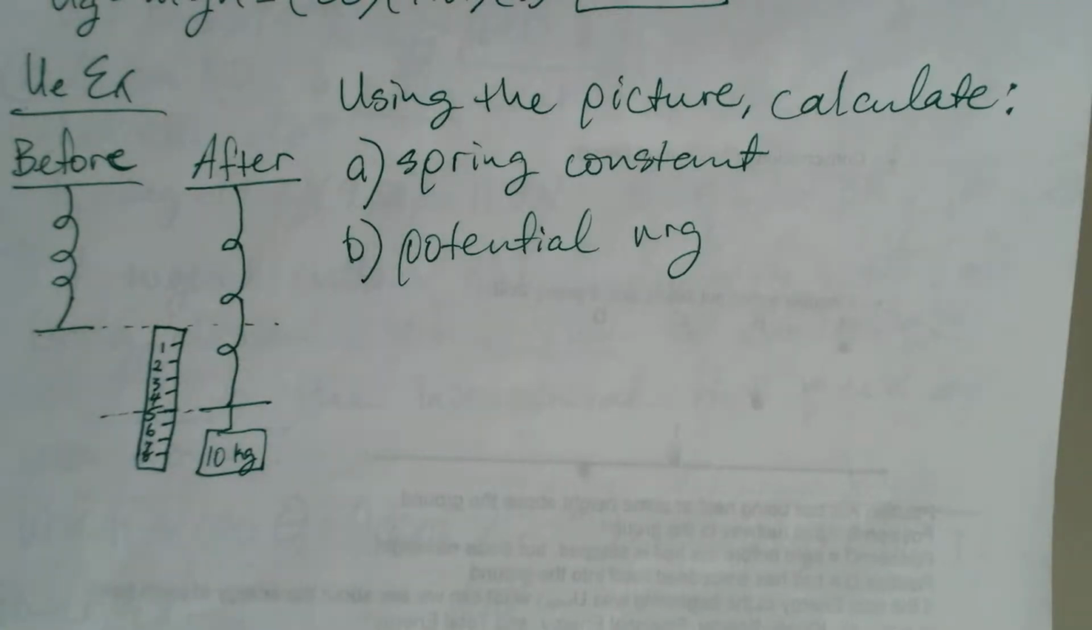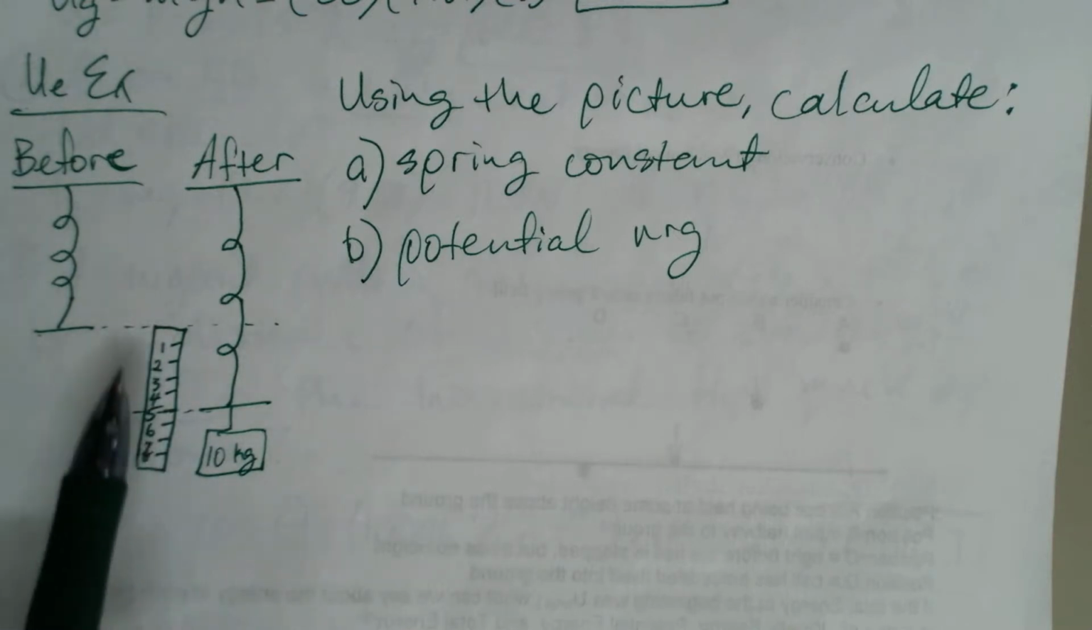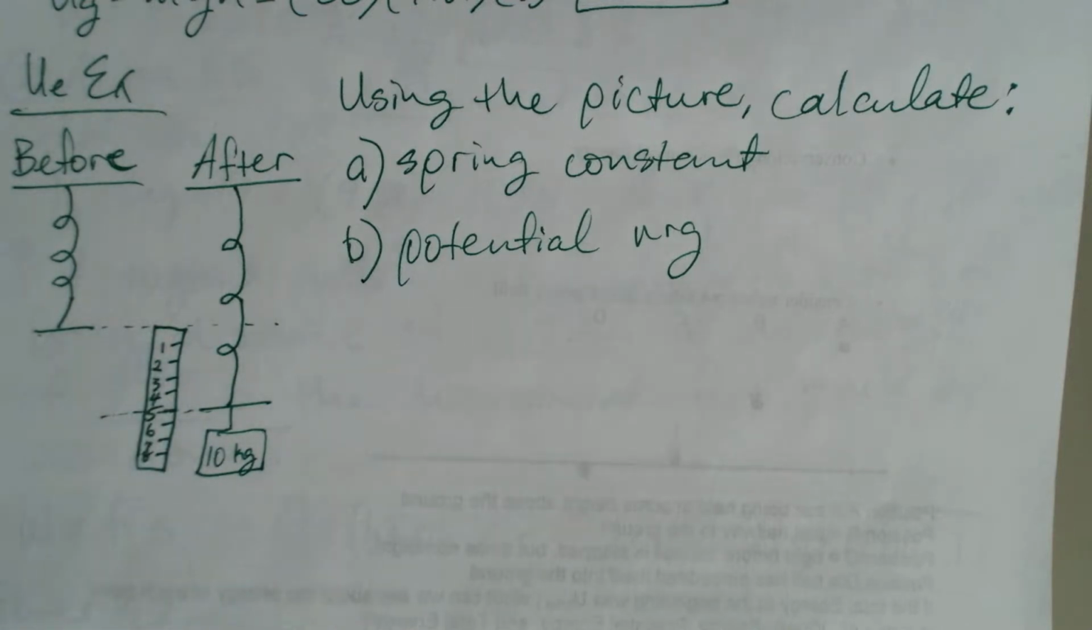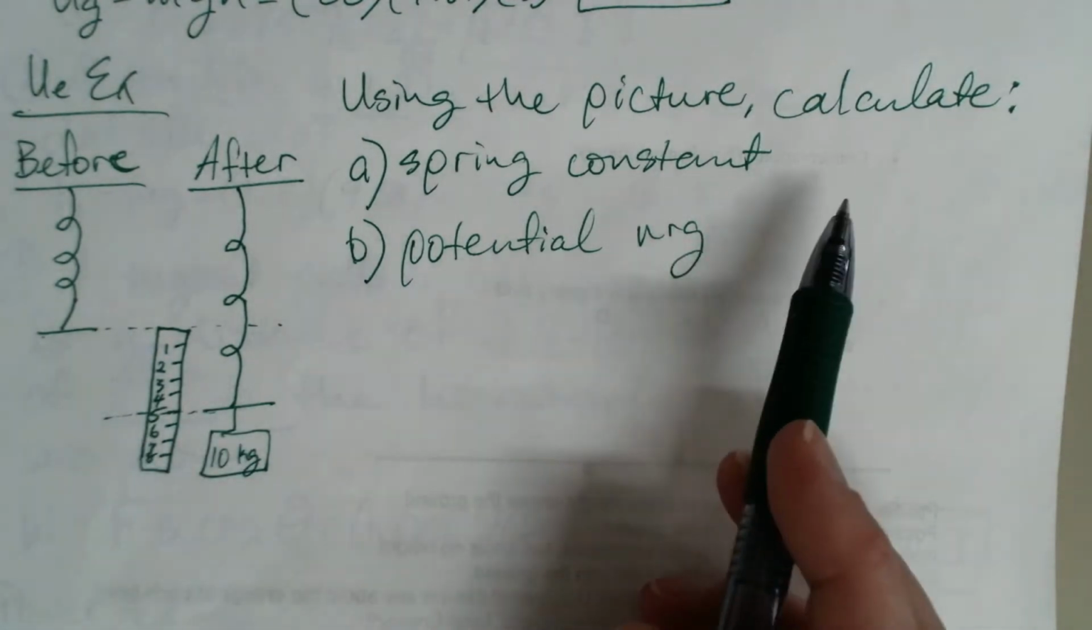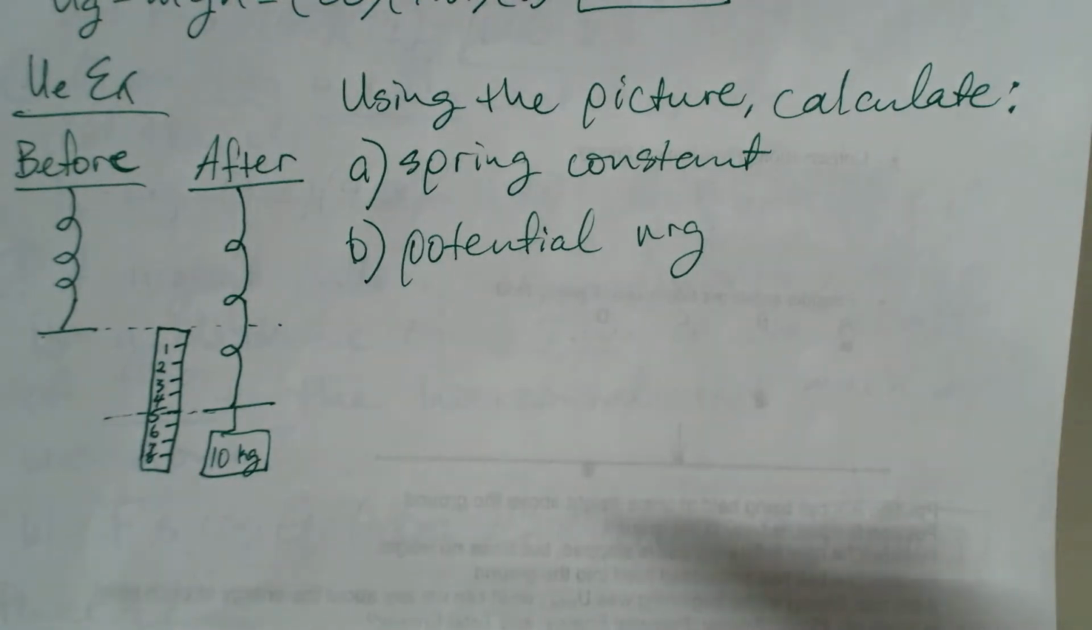Okay, so here we have a spring system with a before and an after. Before, it's relaxed; afterwards I've hung a 10 kilogram mass from it, and it's hanging vertically. So the only thing acting on the mass is gravity. Then I put a ruler next to where it started to where it stretched to. So from there to there, that's how far it stretched. I want you, from this picture, to calculate the spring constant and the potential energy.